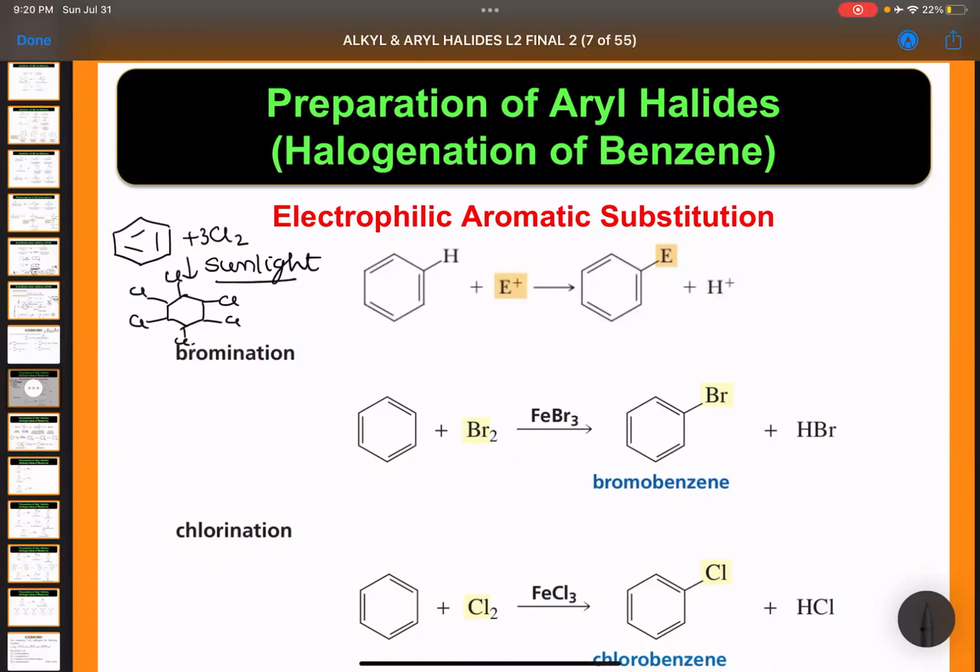You will not see H displaced by Cl. What you will observe is addition of chlorine, and you will get benzene hexachloride. This is also commercially known as lindane, and it is an insecticide. Okay, so this is an addition reaction.